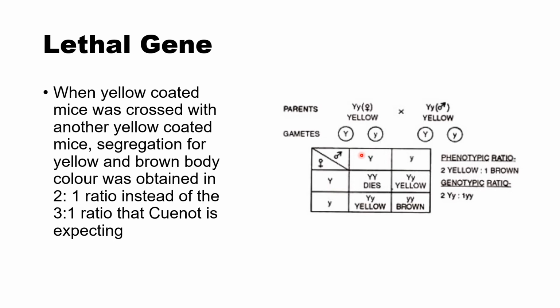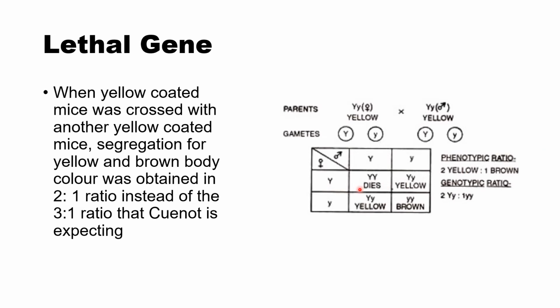Nadidictate dito na yung dominant na Y, it will dictate yung color na yellow, while yung recessive na Y, it will dictate yung brown na color. Now, yung ine-expect ni Queneau is merong yung lalabas na phenotype is 3:1. So, tatlong yellow, tapos isang brown. Pero yung nangyari, 2:1 lang. Dalawang heterozygous na yellow at saka isang homozygous na brown, na recessive.